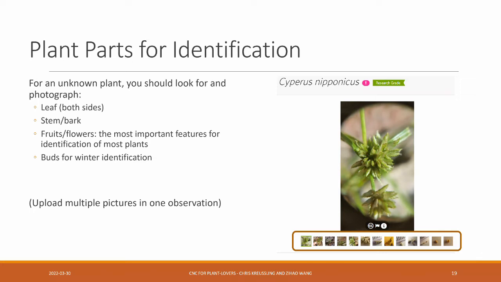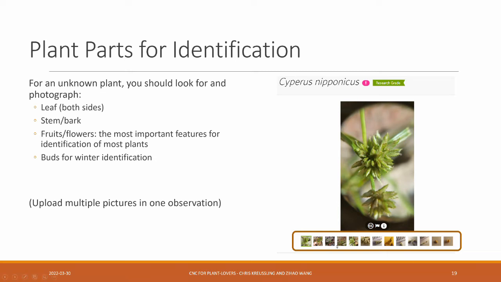So there are many parts of the plant you should pay attention to. Make sure you photograph both sides of the leaf and the surface texture of the stem and the bark and the branch. And for many plants, if not most, we encounter in our life, fruits and flowers are the most important features. They are the reproductive structures, and make sure to get those if you have them. And in the winter, the deciduous plants lose the leaves, so you have to look at the buds for reliable identification.